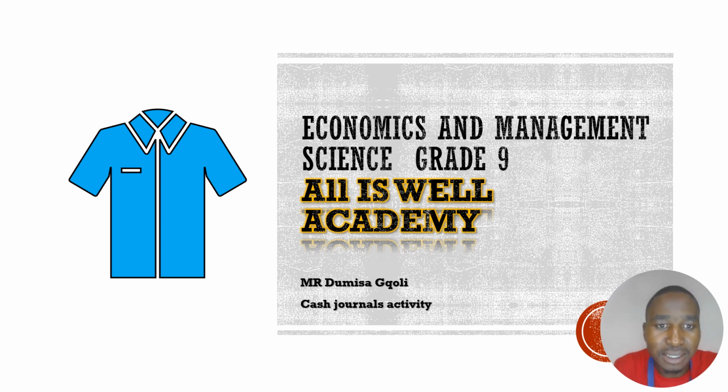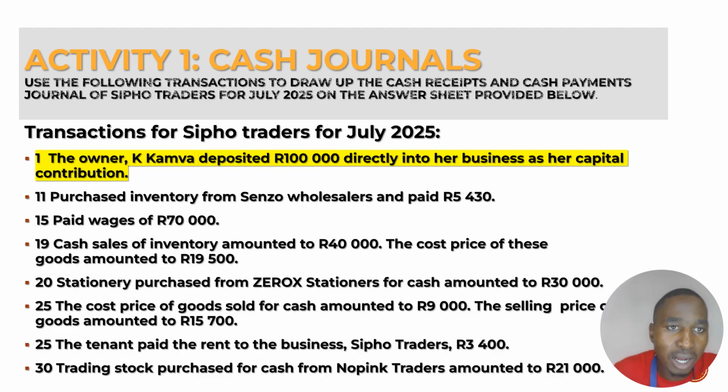We are doing an activity on cash journals. This is an activity on how to do a cash receipt journal and a cash payment journal. So we'll look at activity one and look at these transactions, and then we'll record each transaction on the journals.